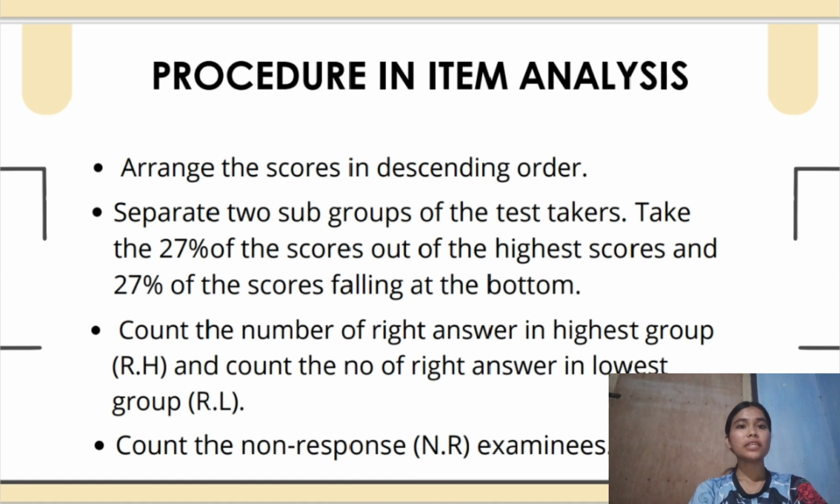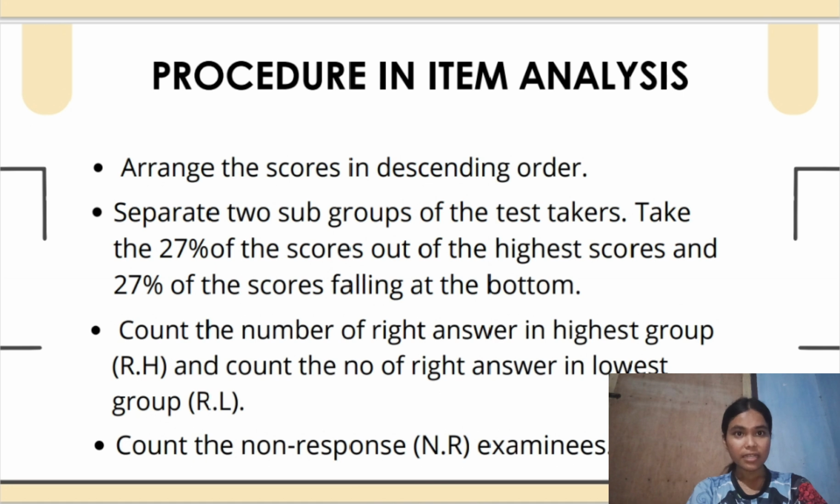Now, let's proceed to the procedure in item analysis. First, arrange the scores in descending order. List all test scores from highest to lowest so you can easily identify top and bottom performers. Second, separate two subgroups of the test takers. Take the 27% of the scores out of the highest scores and 27% of the scores falling at the bottom.